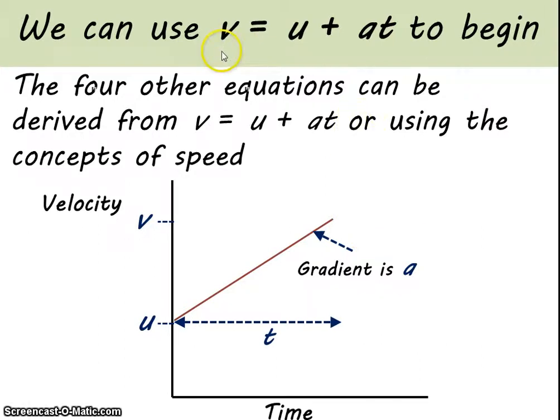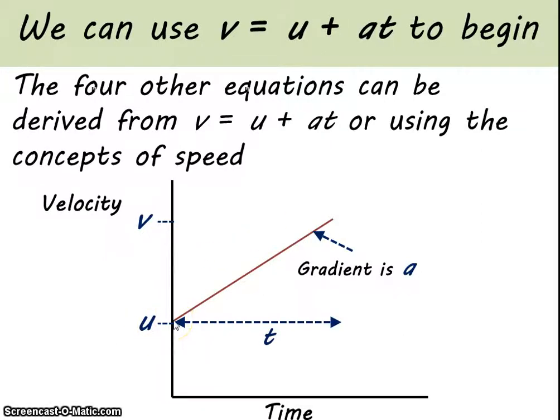So starting with v equals u plus at, you can derive the 4 other equations of motion, or you can use basic ideas about speed, such as speed is distance over time. So if we look at this graph here, this is a velocity time graph where we have a constant acceleration. Now, in all of the Suvat equations, acceleration is a constant.